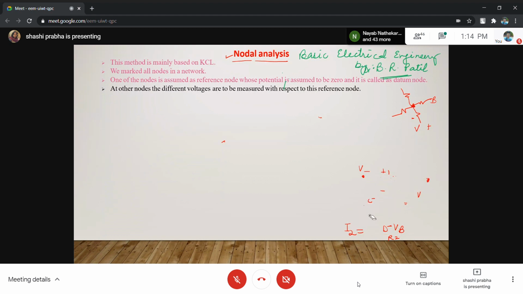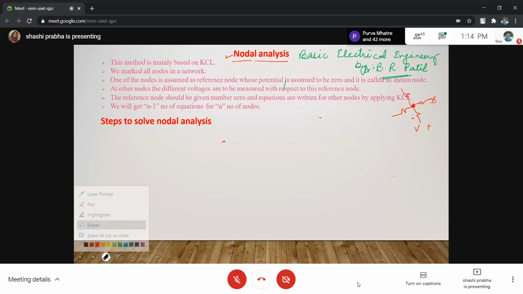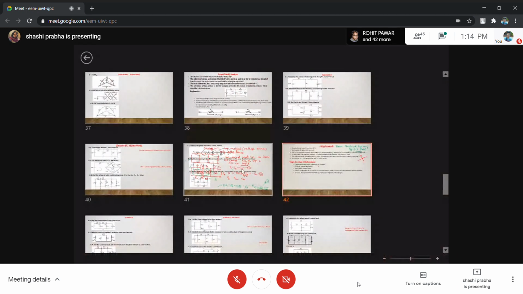Okay. So based on this convention, I am going to write certain equations. I hope you are sitting with your pen, paper, pencil. So wherever you feel the need, you can note it down. The reference node should be given number 0 and equations are written for other nodes. Correct. How many equations will be possible?